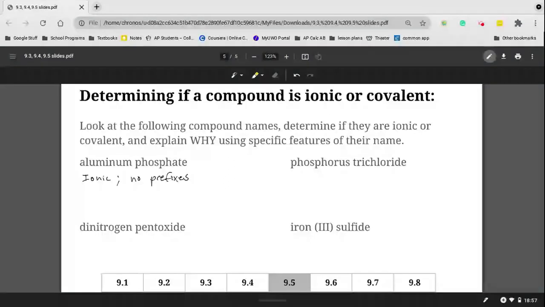So then with phosphorus trichloride, we have that prefix tri, indicating that it's going to be covalent. Dinitrogen pentoxide, the same as before, that there's that di and that pent. So then it's going to be covalent because of that.